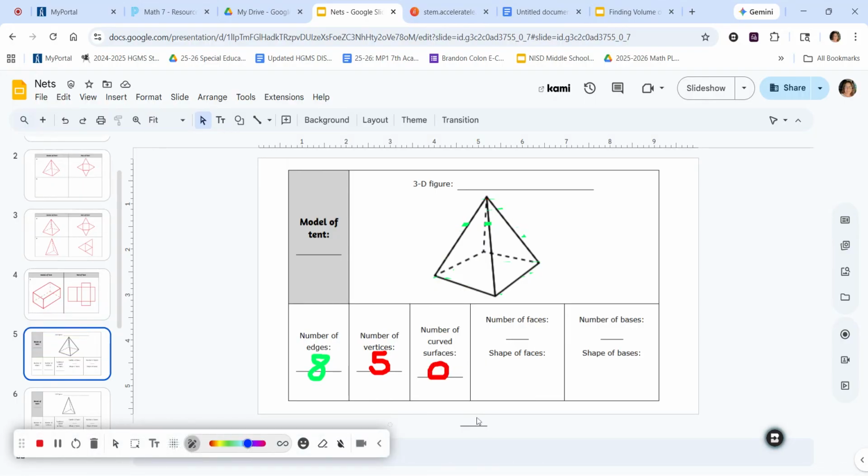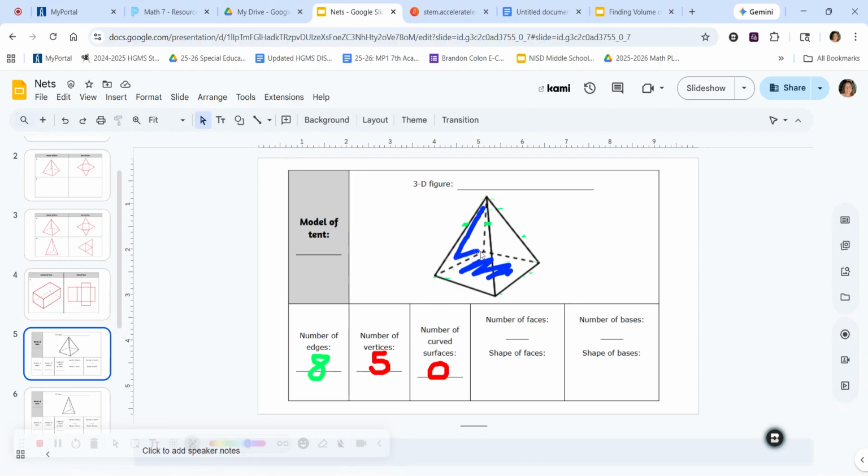And let's look at the number of faces. So there's a face here at the bottom. This one, 2, 3, the one in front, 4, and this one, 5. So there's 5 faces. What shape are the faces? Yeah, we see triangles. And we see a square.